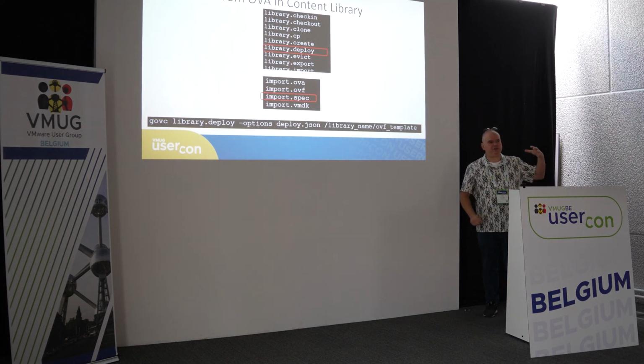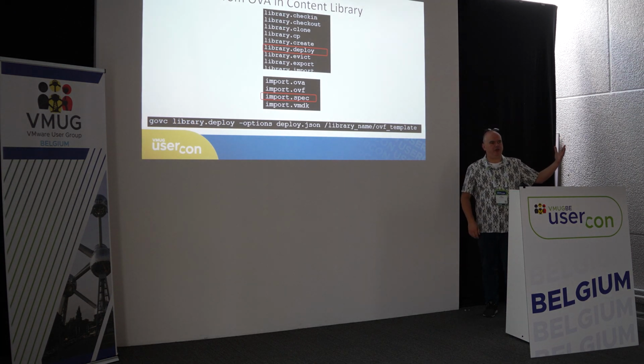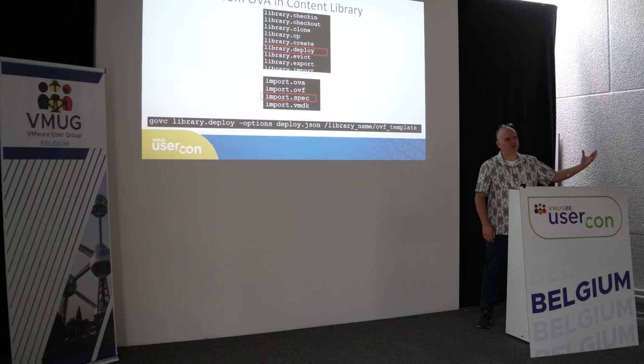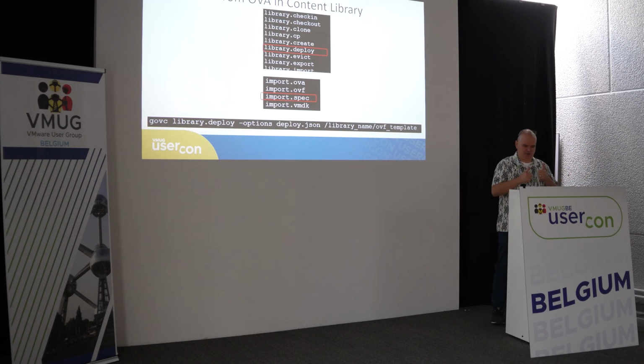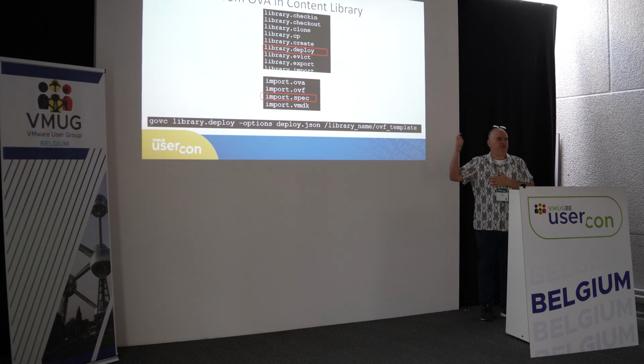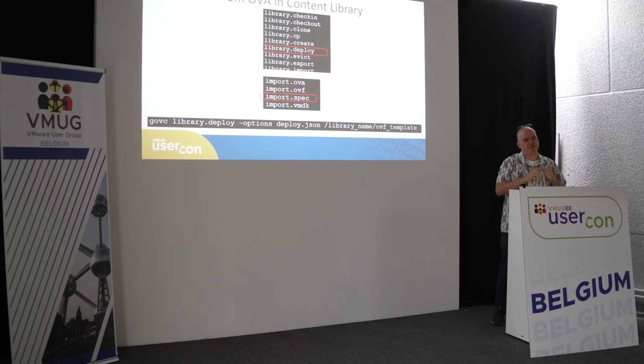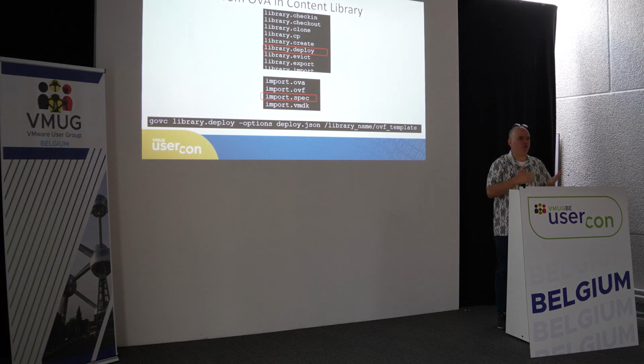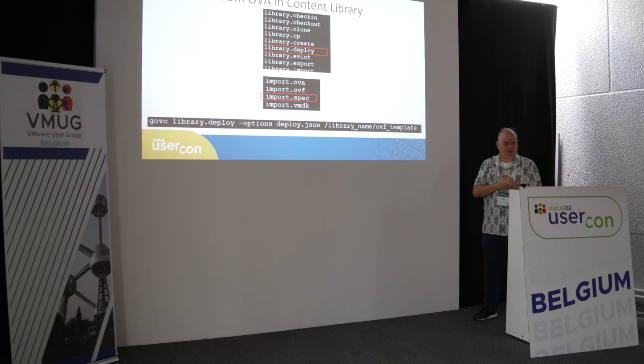Now, we did create a content library, we did put an OVA. I want to use that OVA and deploy it. Great. Now, I'm going to use the deploy command, but I also need to feed information about that OVA, like parameters, like networks and stuff like that, right?